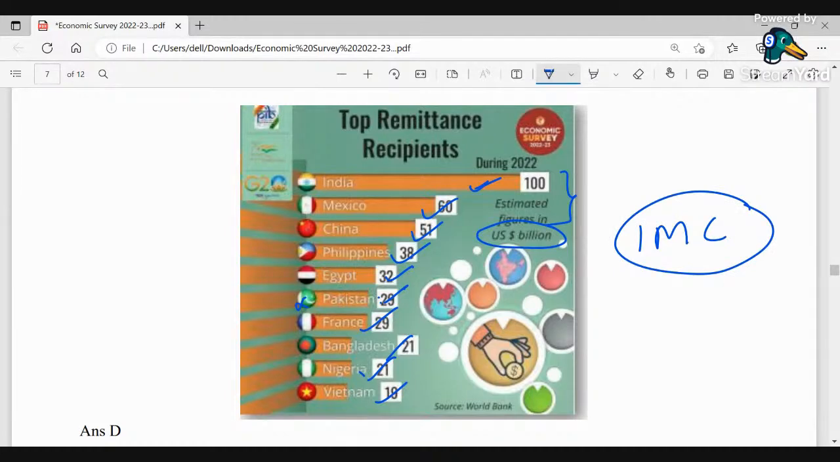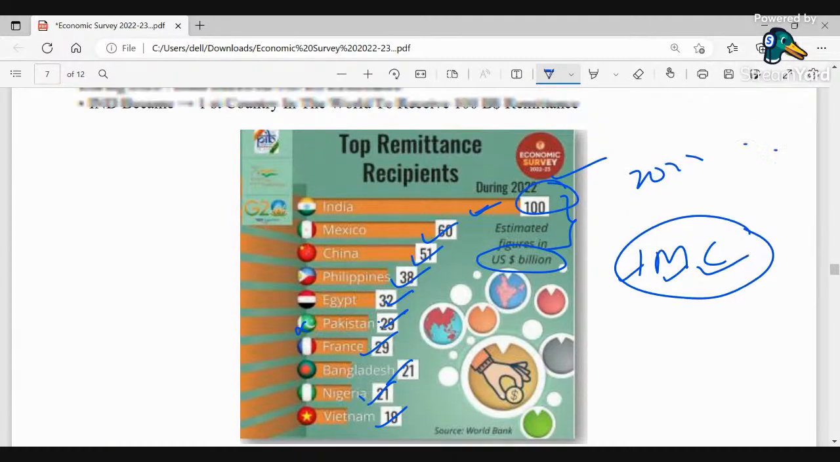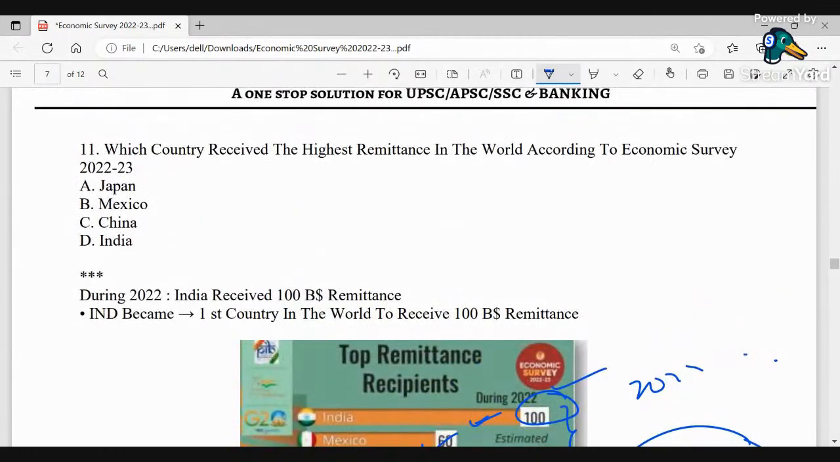So India, Mexico, China is basically the top remittance recipients in the financial year of 22. So therefore it has been defined under the Economic Survey of 22-23. Okay, so therefore the correct answer is option 11D.